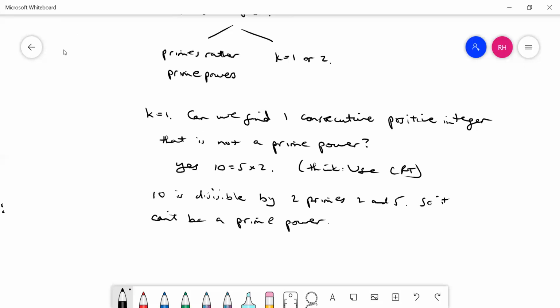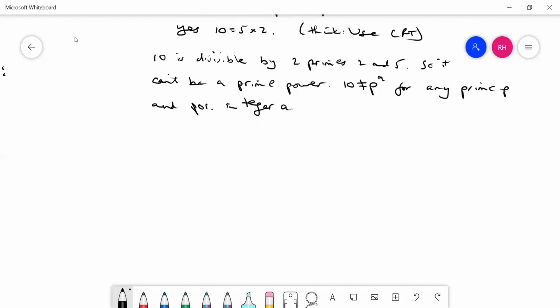Or if you wanted to be a bit more mathematical, you'd say 10 is not equal to p to the a for any prime p and positive integer a. So what we're saying is that 5 and 2 both divide 10, so 10 can't be a prime power. i.e., to use the Chinese remainder theorem, we're saying that 10 is equivalent to 0 modulo 2 times 5.